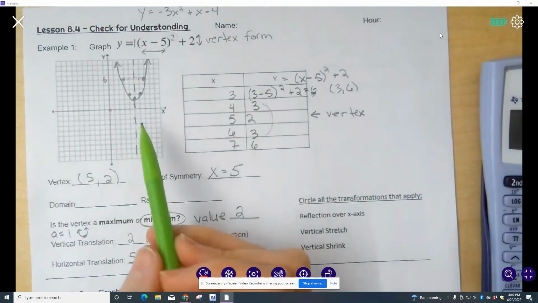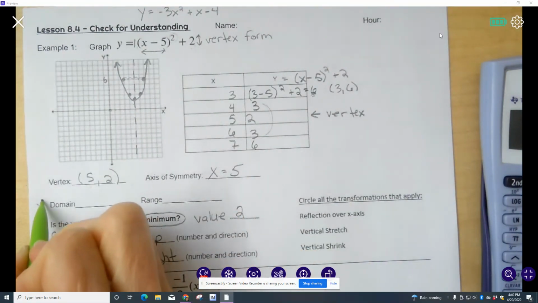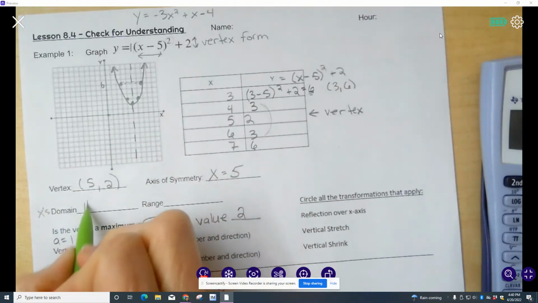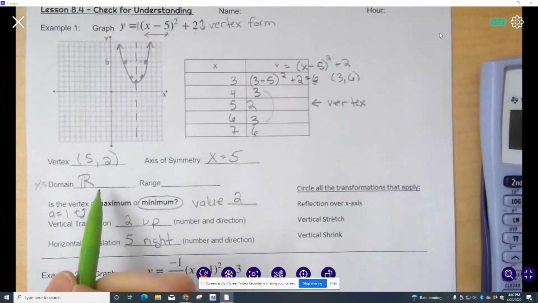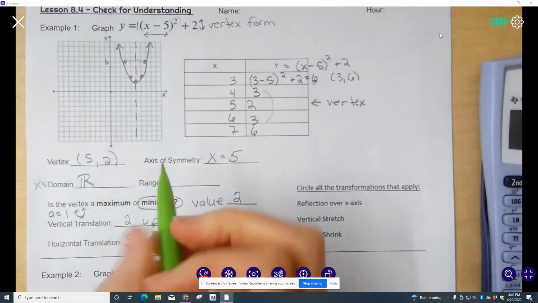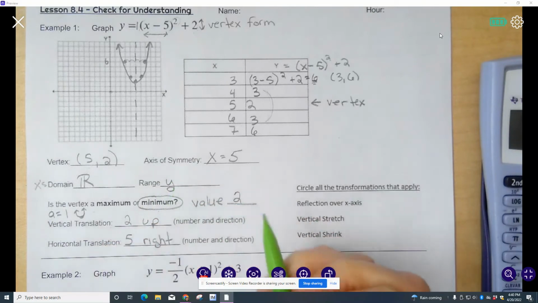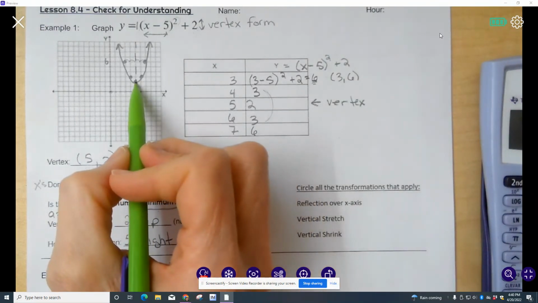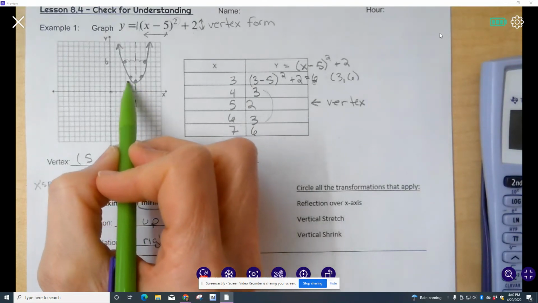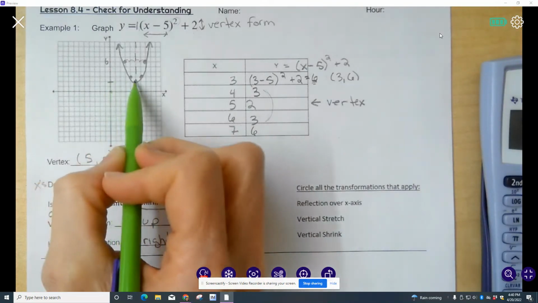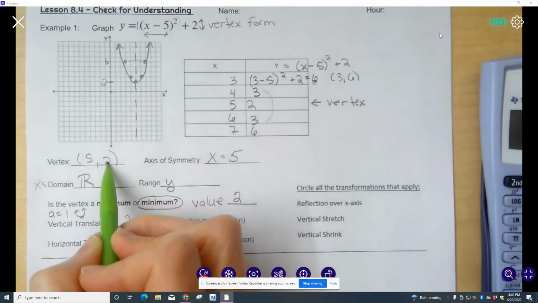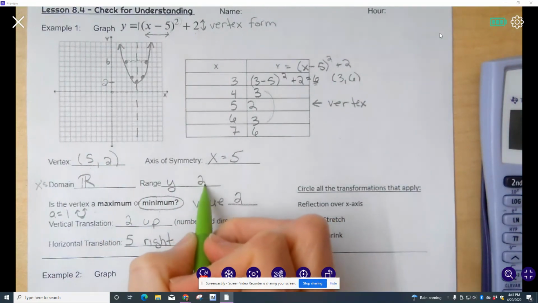Okay, now when I look at this, remember domain is x's. This parabola is going to the right and left forever, so domain is all real numbers. You can use that symbol for all real numbers. Range is y's, so I want to put a y, and then I want to find where in this case the bottom of my parabola is. So the bottom of my parabola is at this y value, which is 2, which makes sense because the y value in my vertex is 2. So I'm going to put a 2 here.